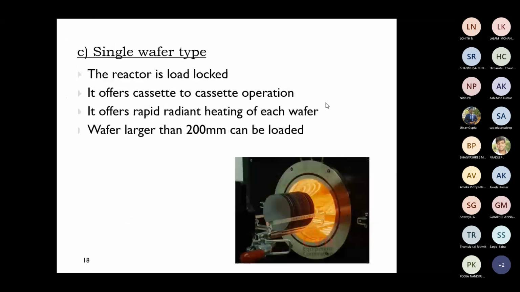And the third one is the single wafer type. The reactor is load locked, and it offers cassette to cassette operation, and it offers rapid radiant heating of each wafer. Wafers larger than 200 millimeter can be loaded. You can please go through this one.